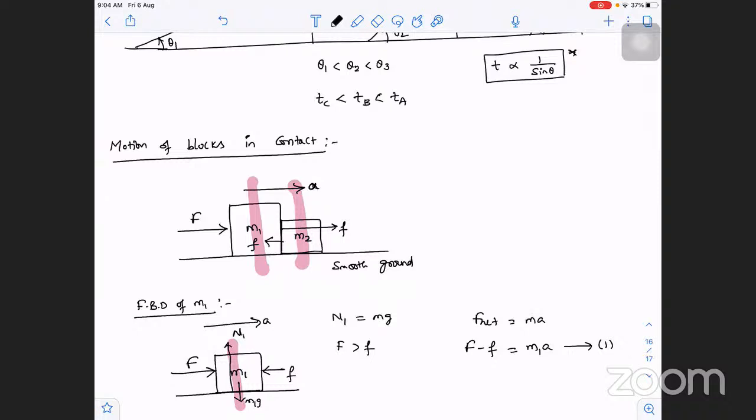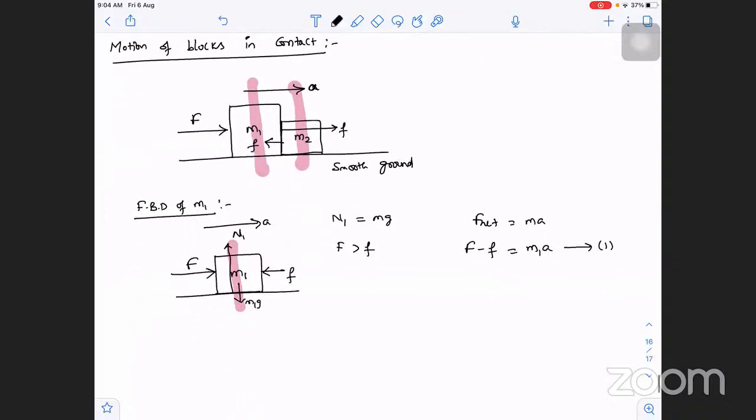Similarly, we have to write down for M2 also. We have to write down for the M2 block also. So the free body diagram of M2. On the M2 block, M2g will act downward. The normal reaction on the M2 block is acting upward. Again vertically they cancel out, vertically the block is not moving. Then N2 should be equal to M2g.